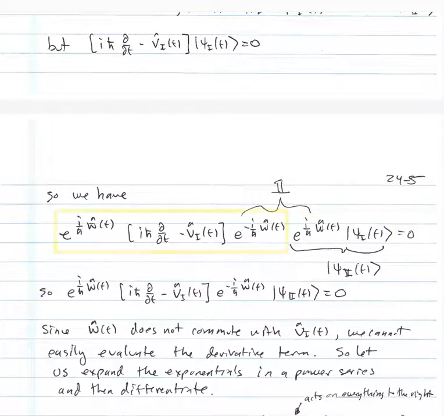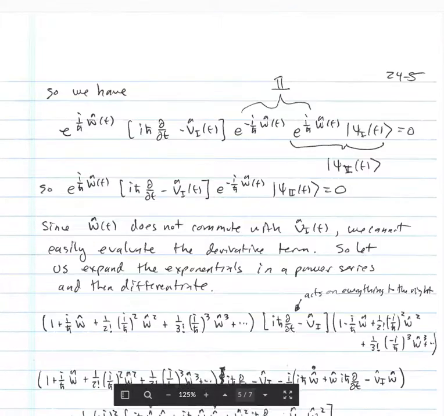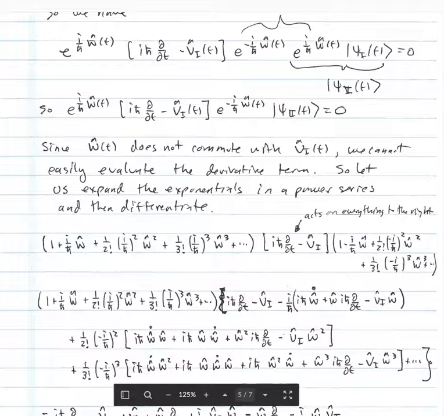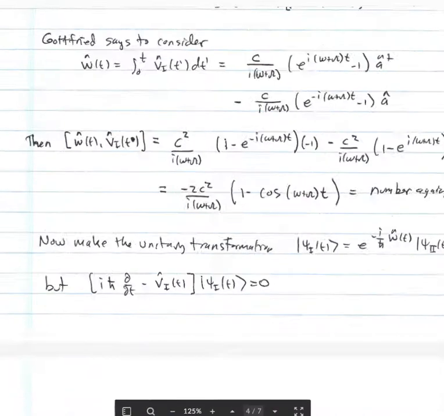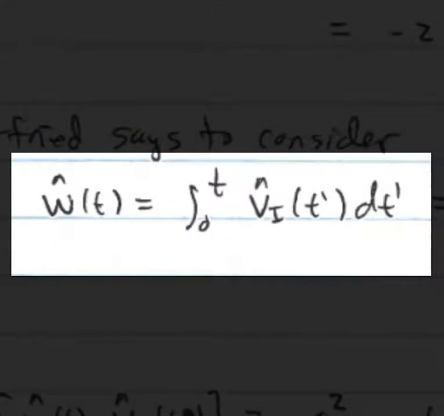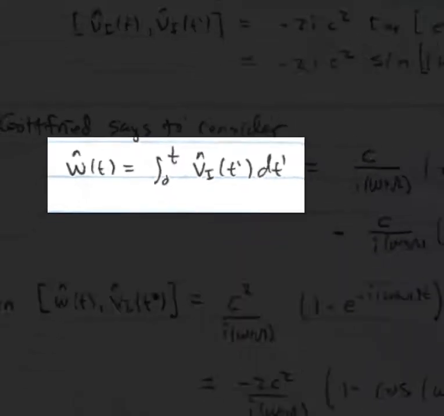And now you see what we have is the similarity transformation of this differential operator. I would like to spend a moment talking about this. The first thing you might think is, well, look, the derivative of W of t with respect to t is just V_I of t. Let's go back and take a look at the definition of W of t. You can see because it's defined as an integral of V_I of t prime dt prime, if I take the time derivative of W of t with respect to t, I do indeed get V_I of t.